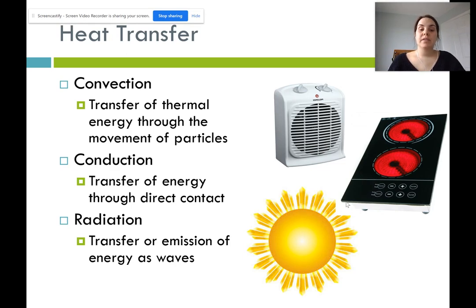Okay, so that's the transfer or emission of energy as waves. The best example we have for that is the sun. We're not in direct contact with the sun. There's not gases coming from the sun coming towards us that are heating us up. How we're actually getting that heat from the sun is through energy being sent by waves.